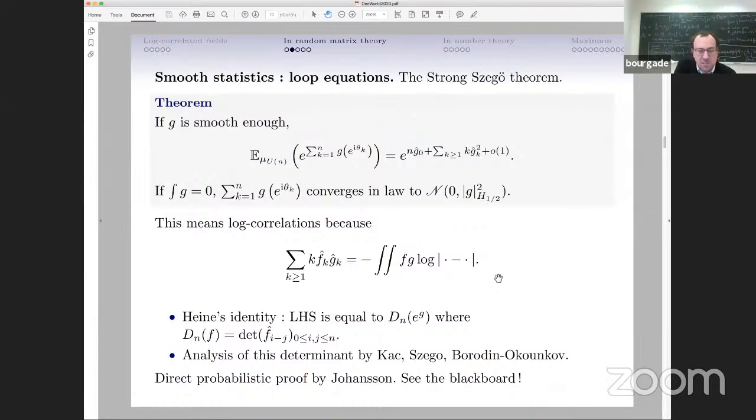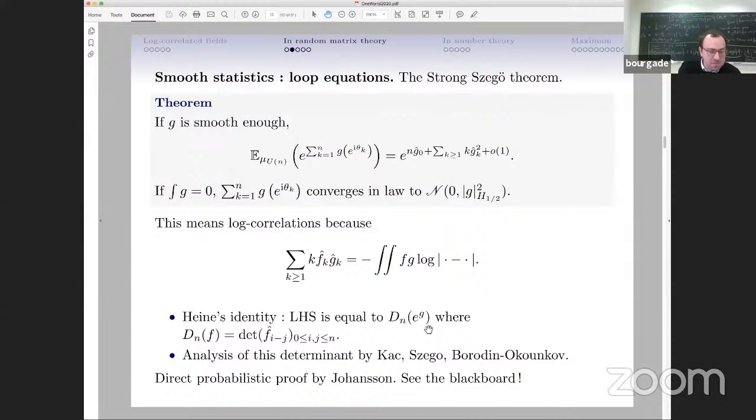So I've stated the Strong Szegő theorem in terms of unitary groups, like expectations for unitary groups. That's not the way it was proved first. It was first proved by Kac and Szegő, and then Borodin-Okounkov and many other proofs, in the setting of Toeplitz determinants, because it can be proved that this expectation on the left-hand side is nothing but a Toeplitz determinant, the one associated with the function exponential g.